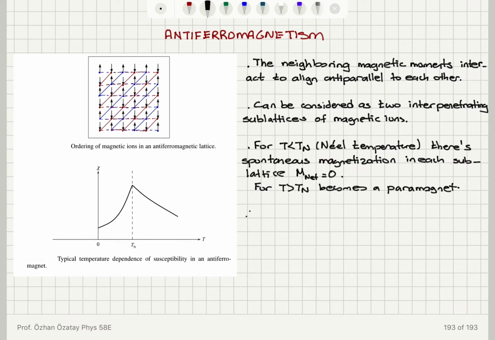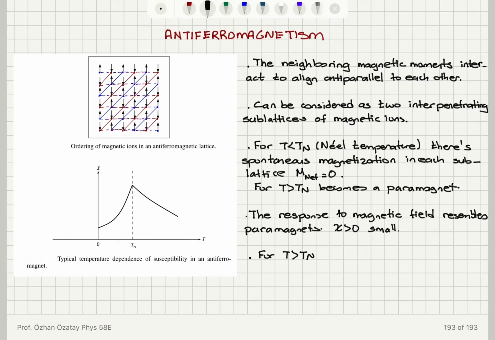The response to the external magnetic field resembles that of paramagnets. The susceptibility is positive and small. For T greater than Tn, the susceptibility varies as C over T plus theta, the Curie-Weiss law.